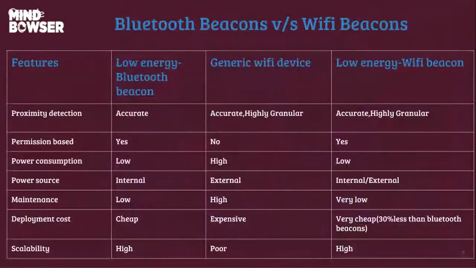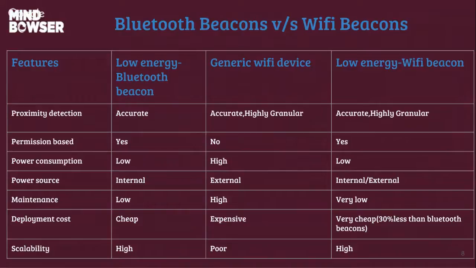So as a brief comparison between the different Bluetooth beacons and Wi-Fi beacon devices, if you are a bit confused regarding the terminology, there are different options currently available in the market, like the low energy Bluetooth beacons, the generic Wi-Fi device, and the low energy Wi-Fi beacons. As you would see, proximity detection is really high for low energy Wi-Fi beacons. All the beacons can be permission based, but the generic Wi-Fi device would of course be more like a channel for just spreading the message out.